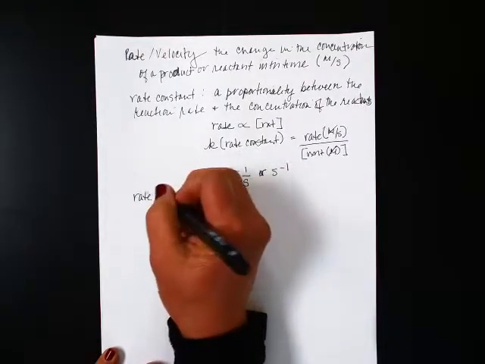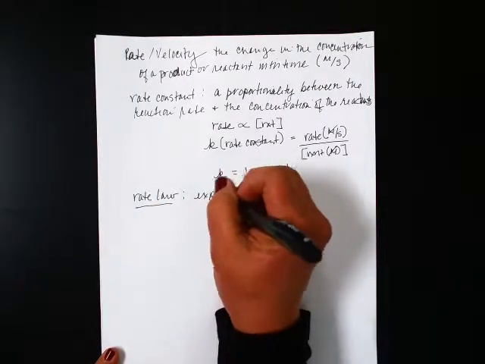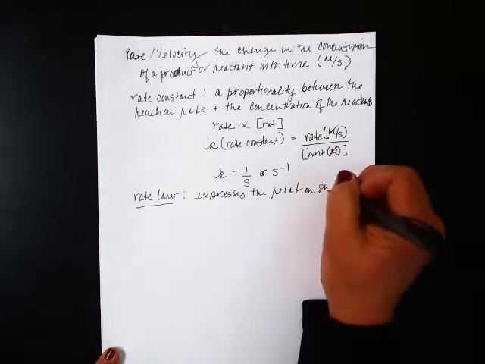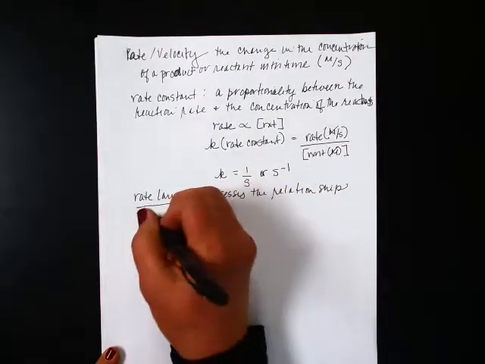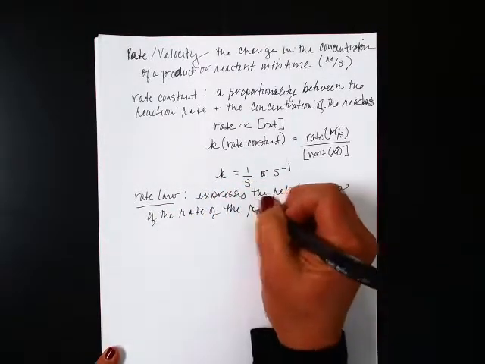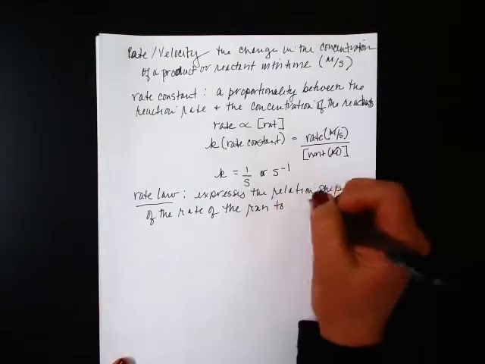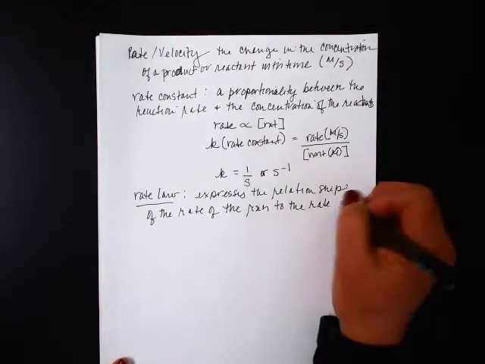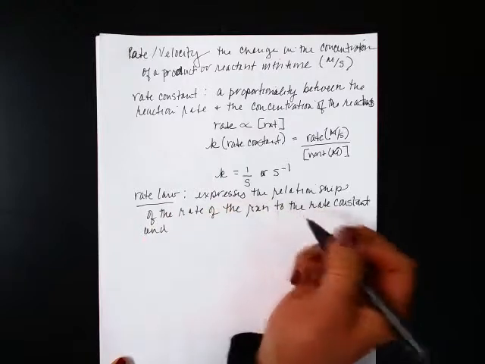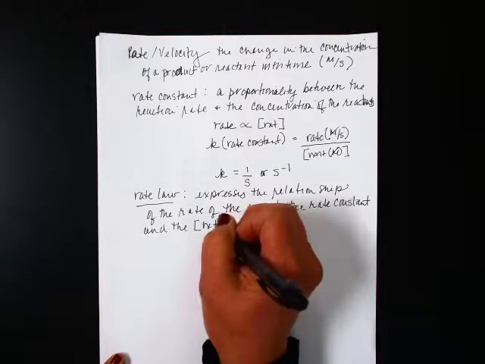Next definition is for a rate law, and this expresses a relationship of the rate of the reaction, and I'm going to abbreviate reaction Rxn, to the rate constant and the concentration of the reactants. And these will be raised to some power.